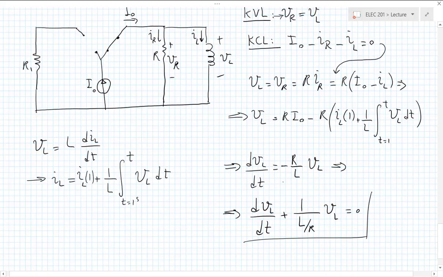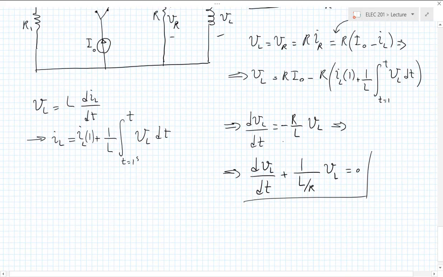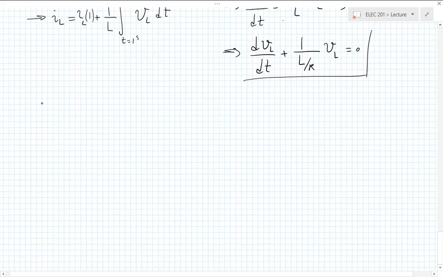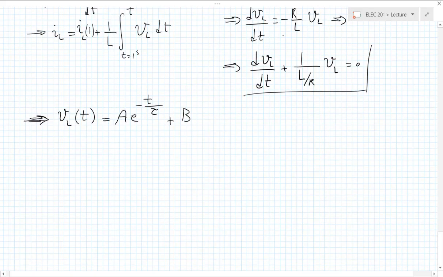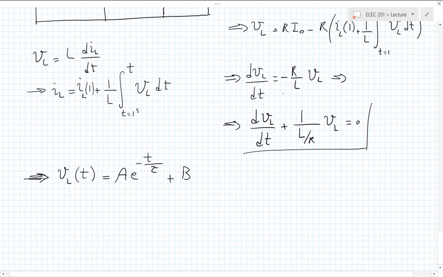Okay, so we solve for V from here, and again, your usual solution would be something with T over tau plus B. Okay, so now you need the initial condition for this.